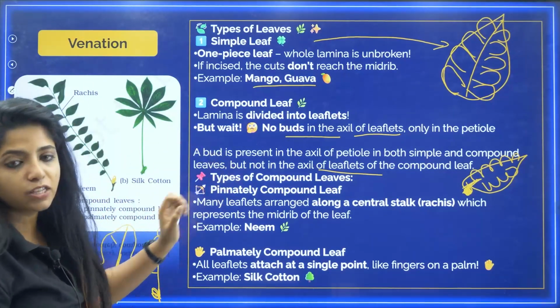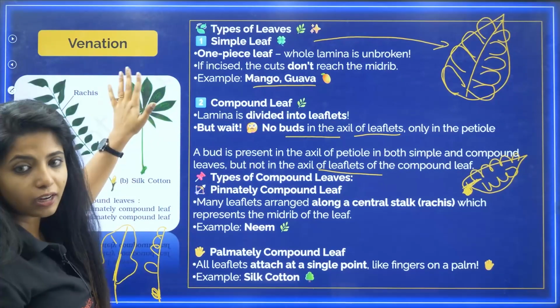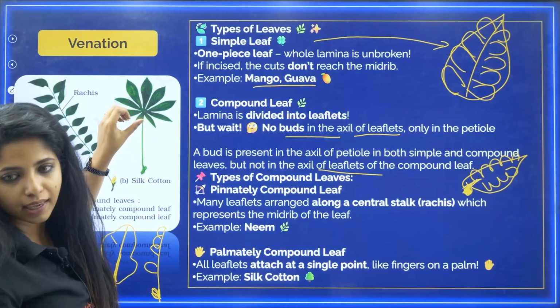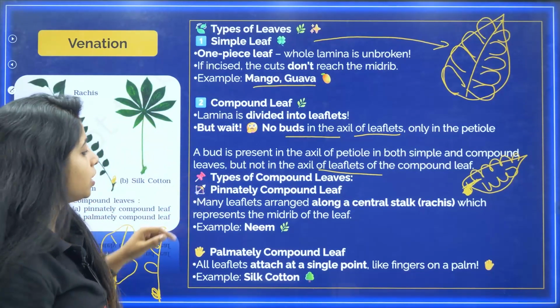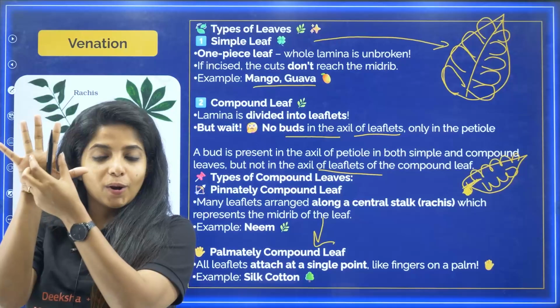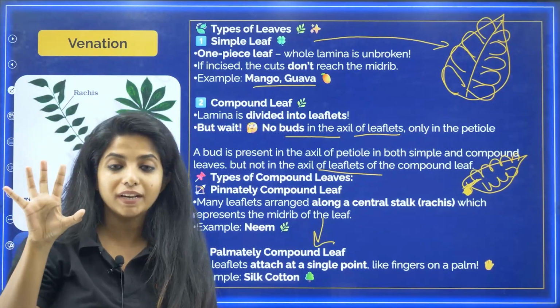Now on the other hand, suppose all of the leaflets are not laterally arranged, they are just at one particular place as a bunch. Okay, at a single point they are there. You will call it palmately compound, just like our palm. So all the fingers are there on the palm, which is why it is known as palmately compound leaf, my dear children.